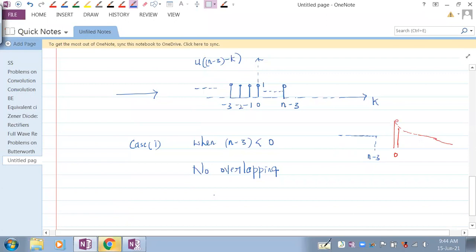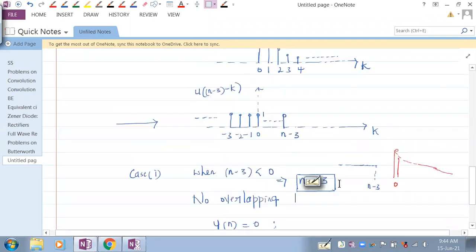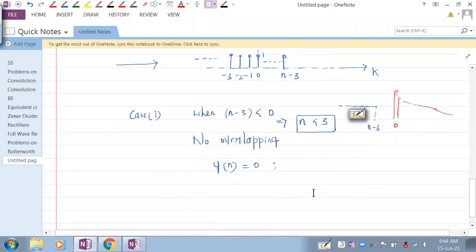Right? So when there is no overlapping, y of n would be 0. So y of n, let me see, this is n minus 3 less than 0, right? So this implies that it is n less than 3, as one of the persons said. So it is n less than 3 finally, but to begin with, we need to see it as when n minus 3 is less than 0. When n minus 3 is less than 0, it is as good as saying when n is less than 3 because of this equation. Understand? So y of n is 0 when n is less than 3 is the first case.